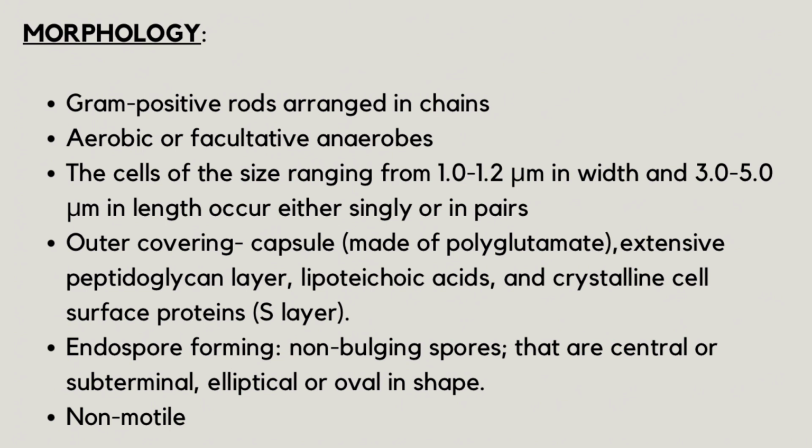The outer covering of Bacillus anthracis is made up of a capsule, which is made of polyglutamate, an extensive peptidoglycan layer, lipoteichoic acids, and a crystalline cell surface protein, the S layer. They are endospore forming. They form non-bulging spores that are central or subterminal, elliptical or oval in shape. They are non-motile.